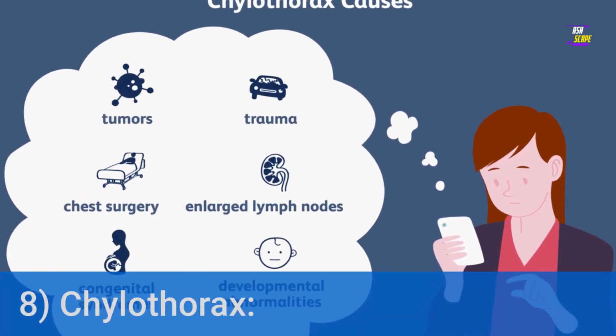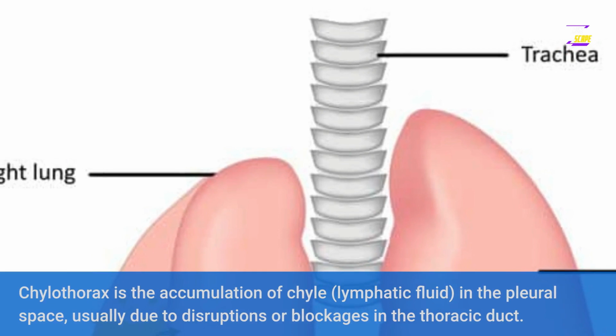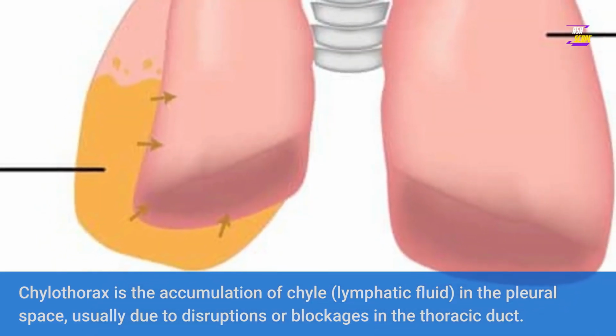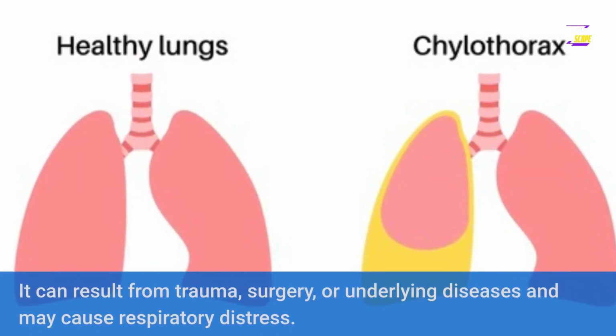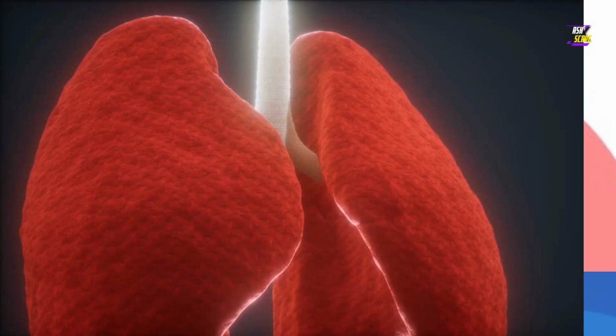8. Chylothorax. Chylothorax is the accumulation of chyle, lymphatic fluid, in the pleural space, usually due to disruptions or blockages in the thoracic duct. It can result from trauma, surgery, or underlying diseases and may cause respiratory distress.